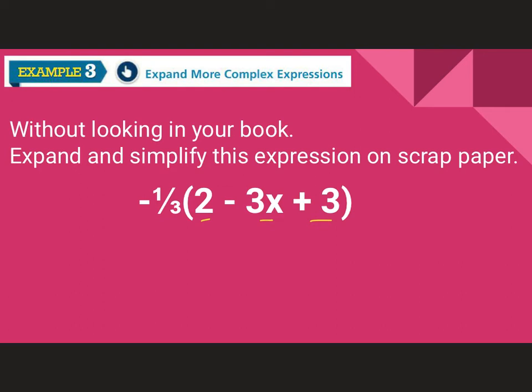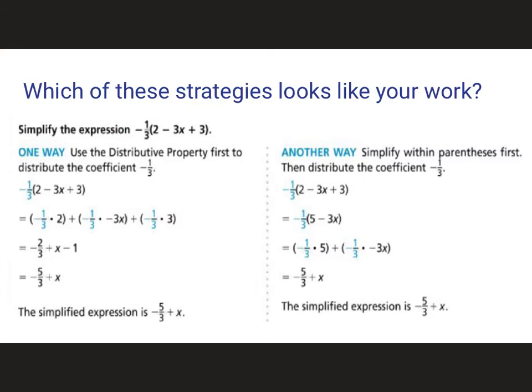Okay, so there are two ways of doing that. Let me show you what the book has, and now you can look at the book. The book has two ways of simplifying the expression. The first is probably what most of us would do: you multiply the negative 1/3 by each of the terms in the parentheses. So negative 1/3 times 2, and negative 1/3 times, now they made this plus a negative 3x, so negative 1/3 times negative 3x, and negative 1/3 times 3.